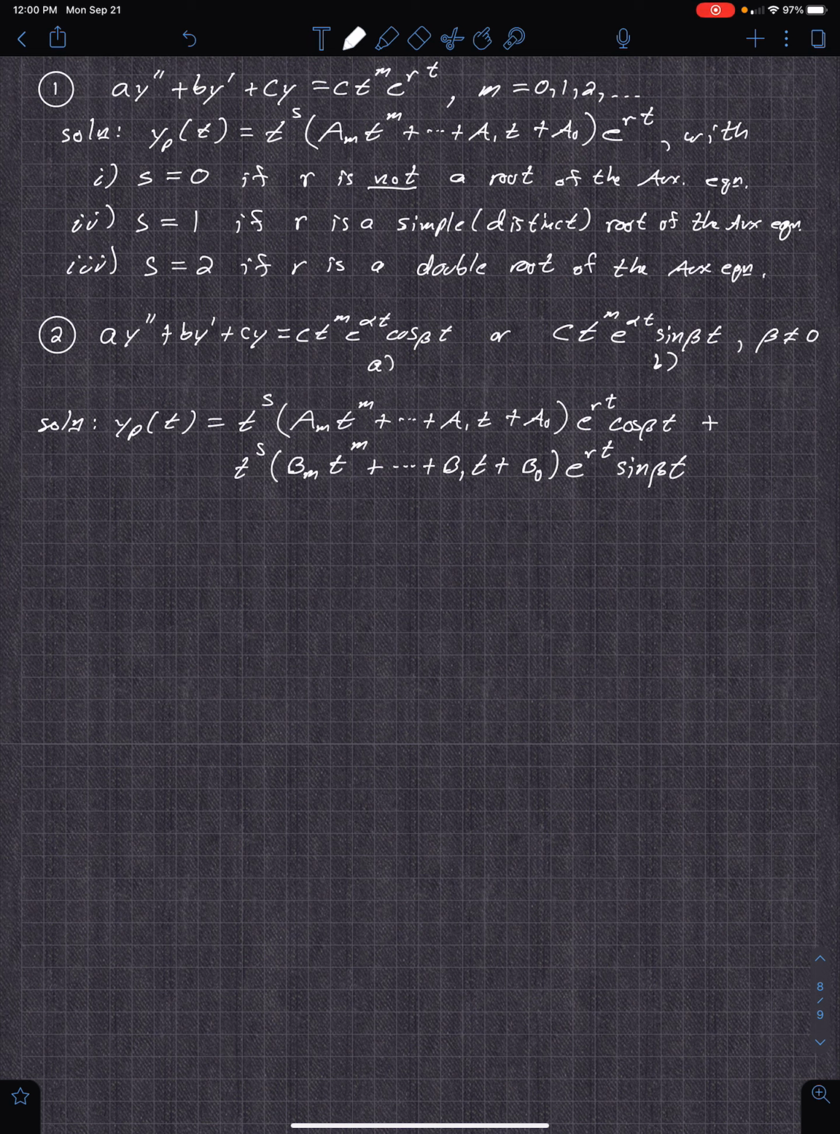And then you have two other cases, and they kept the same numbering, so I will as well. You have s is equal to 0 if alpha plus beta i is not a root of the auxiliary equation. Remember, the auxiliary equation is set equal to 0, so you check that first.